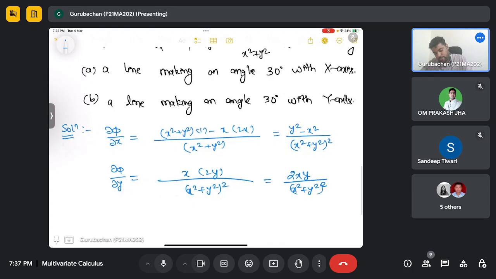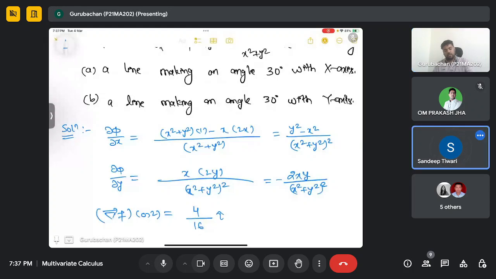So by putting the point 0, 2, we will get, minus will be there, sir. Here this will give us 4 by 4 square, 16, yes sir, 16 plus 0 j cap. So this will be 1 by 4 i cap plus 0 times j cap.